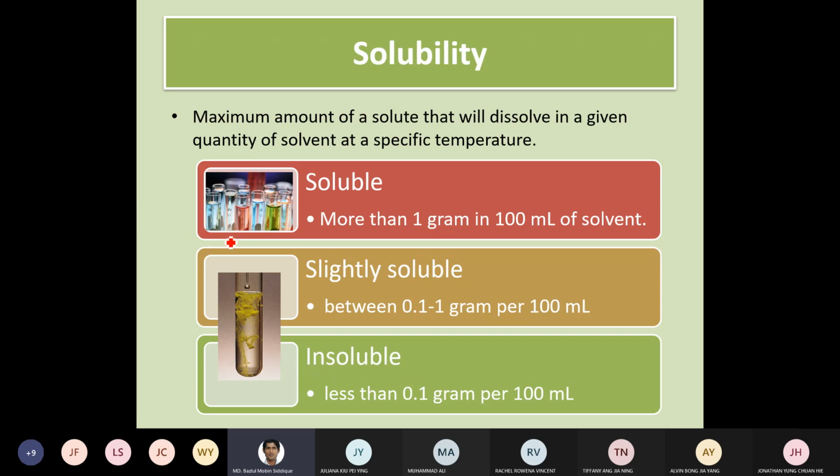So this is solubility, but slightly soluble is 0.1 to 1 gram of that compound dissolved in water. We call it slightly soluble. But insoluble is less than 1% dissolved in the water or in the solution.